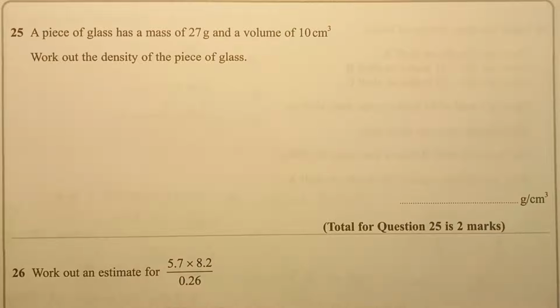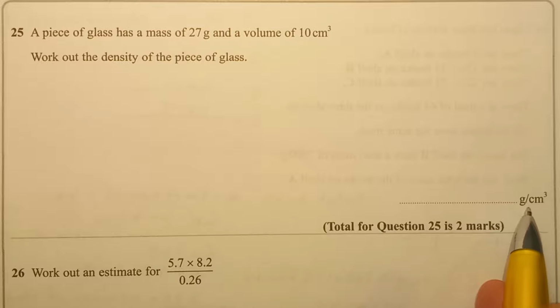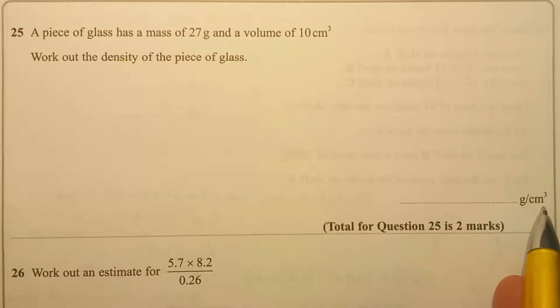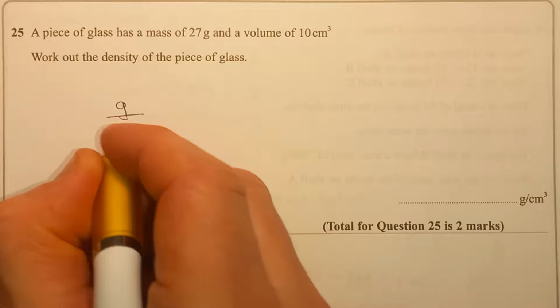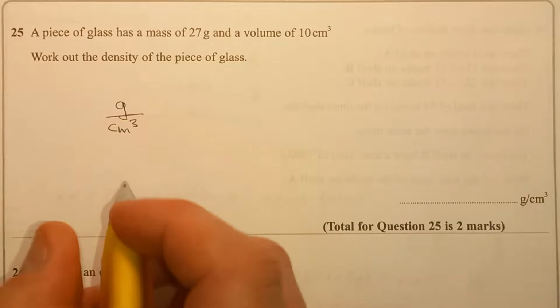Question 25. A piece of glass has a mass of 27 grams and a volume of 10 centimetres cubed. Work out the density of the piece of glass. Right, now if you can't remember how to work out density, they've given you a big clue with the units here. The units are in grams per centimetre cubed. So grams per centimetre cubed. Look, they're telling you what to do.